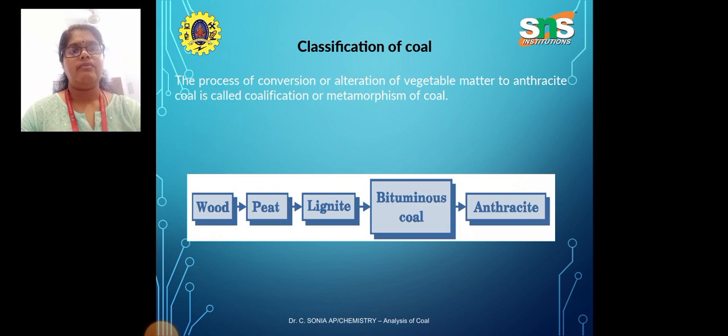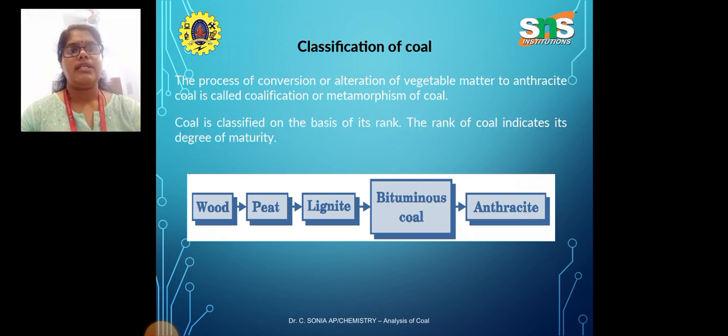That peat will be converted into lignite, which is a type of coal, and after that it is converted into bituminous coal. Then further under temperature and pressure, it is converted into anthracite. Anthracite is a very good quality coal. The process of conversion or alteration of vegetable matter to anthracite coal is called coalification, or metamorphism of coal.